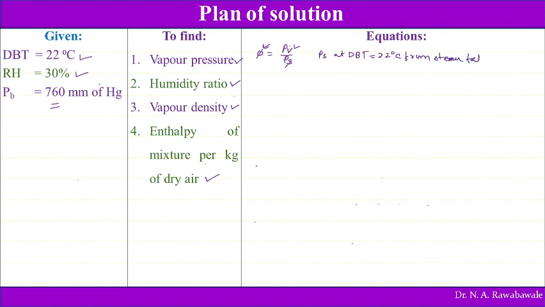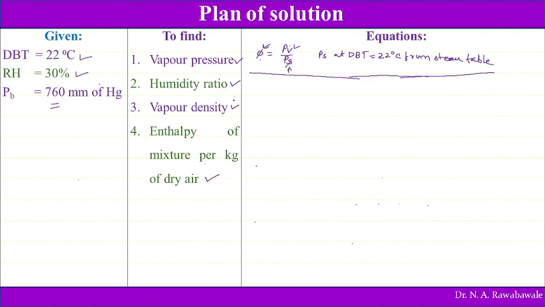So it is very simple. Phi is known, PV we want to find out. PS can be obtained from steam table at 22 degrees Celsius dry bulb temperature. So this is one thing that we can obtain by knowing simply PS from steam table. Substitute PS, relative humidity is given. So relative humidity we substitute here as 30%, that is 0.3, and we get PV.